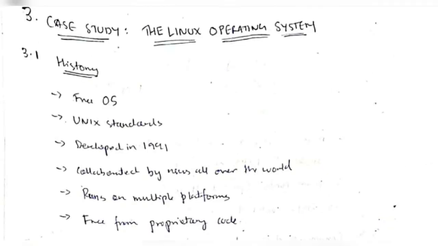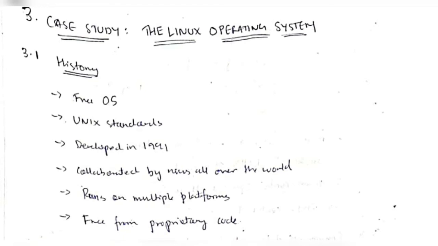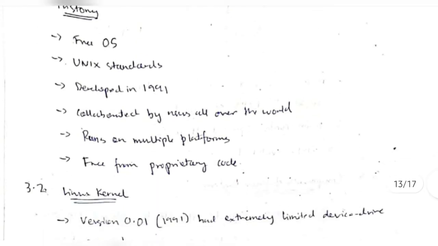In the third part of the module we have the Linux operating system. We'll do a case study here where we'll be learning some concepts about the Linux operating system. Firstly, its history. It's a free operating system and it uses Unix standards. It was developed in 1991. It's collaborated on by users all over the world since it's open source software, it runs on multiple platforms, and it's free from proprietary code. So it's free to use by all users.